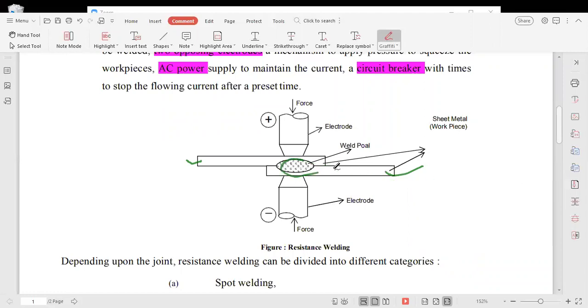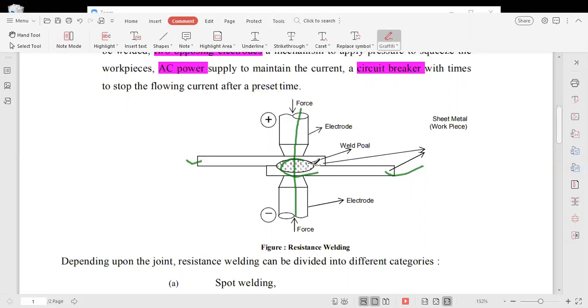One of the important requirements of resistance welding is that the two pieces should be metals. So when current flows in this direction, heat is generated here. This heat is not, the temperature does not reach the fusion temperature.